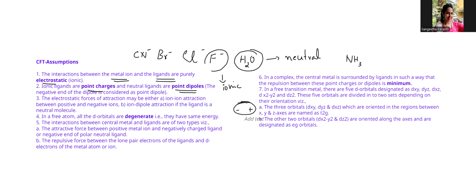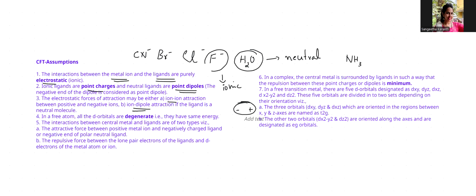Now, electrostatic force of attraction can be either of these two types. Ion-ion interaction, between the positively charged metal ion as well as the negatively charged ligand. Or ion-dipole attraction, that is between the positively charged metal ion as well as the neutral ligands.